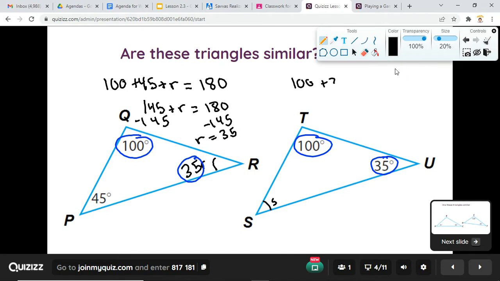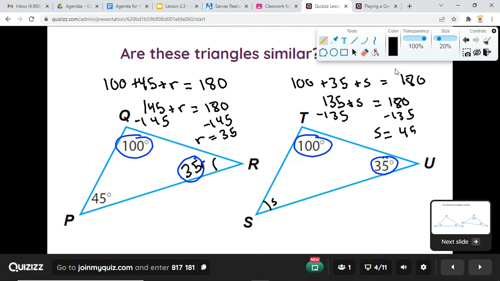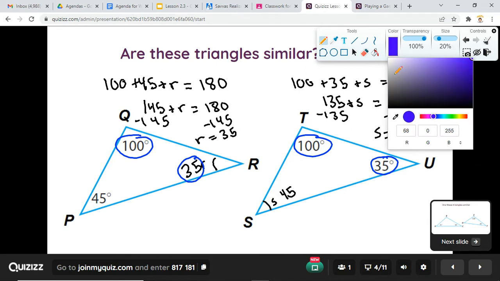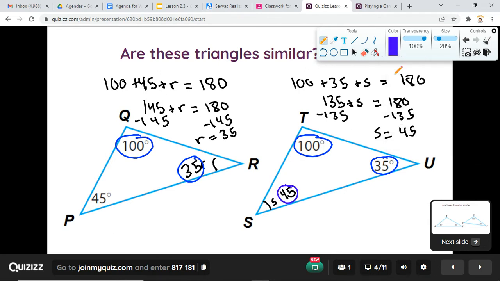We could do 100 plus 35 plus S is going to be equal to 180 degrees, which means 135 plus S is equal to 180, or after subtracting 135 from both sides, we get S is equal to 45 degrees. So it turns out that these do indeed have all three angle measurements in common, so they are similar, but we only ever needed to find two. We needed to get our angle similarity down. So yes, these two triangles are similar.